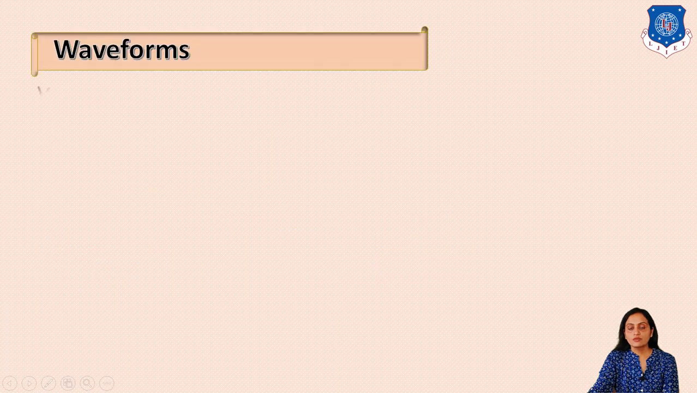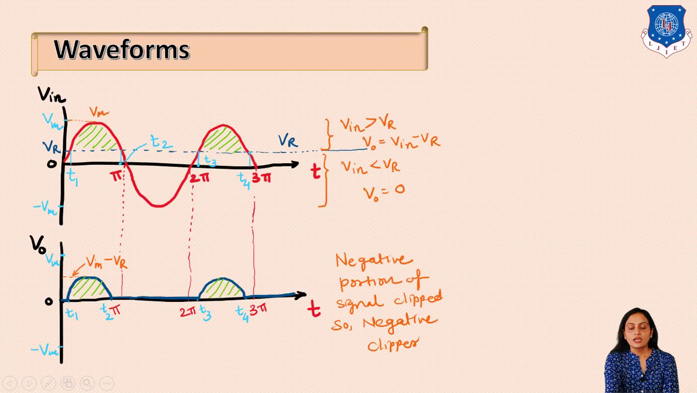Now we will see the waveform for the same. Over here the input waveform and the output waveform are shown very clearly. Look at the input voltage range carefully. This is the input voltage range from Vm to minus Vm. We have reference voltage plus VR.